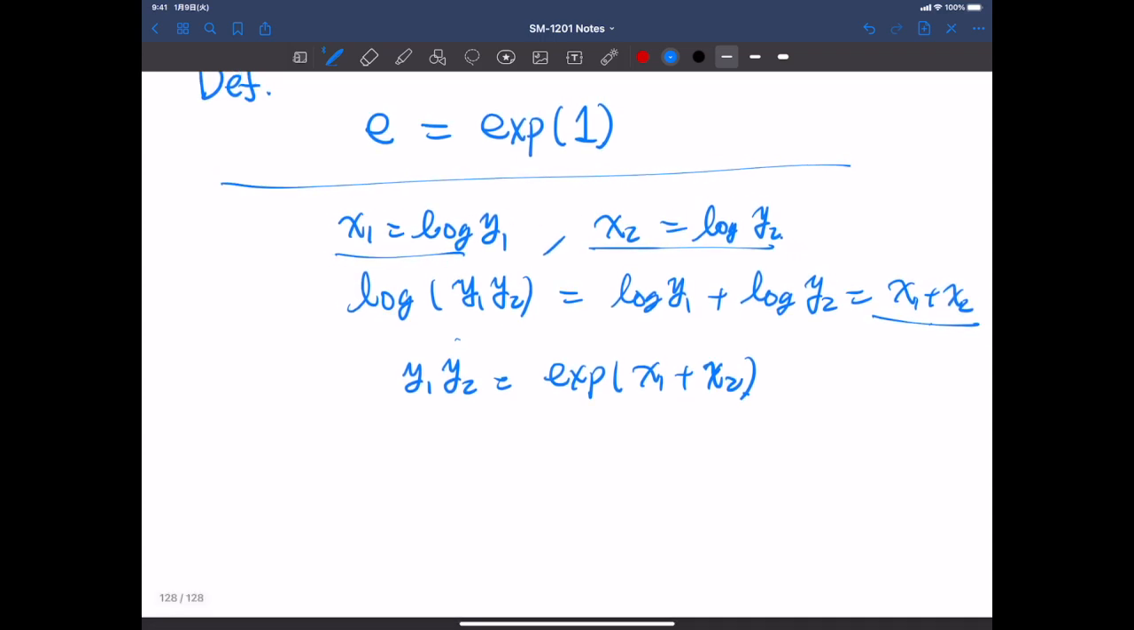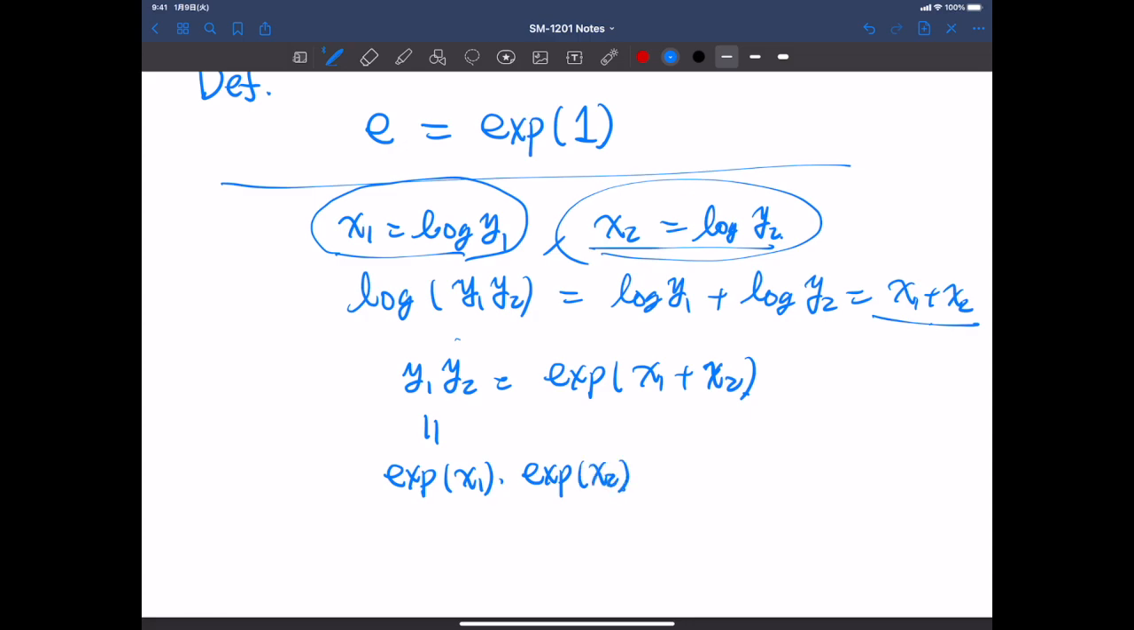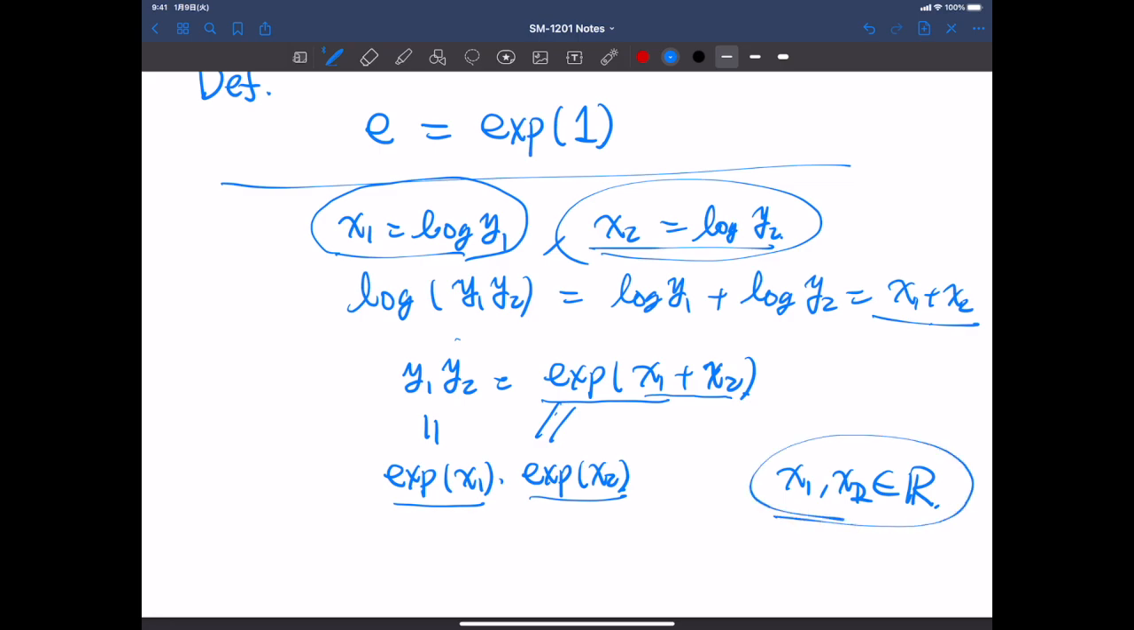But we can also take the inverse of these, right? So that means y1 is equal to exp of x1, and y2 is equal to exp of x2. So these things are equal. So exponential of x1 plus x2 is the product of exponential x1 and exponential x2. And this holds for all x1, x2 in real numbers.